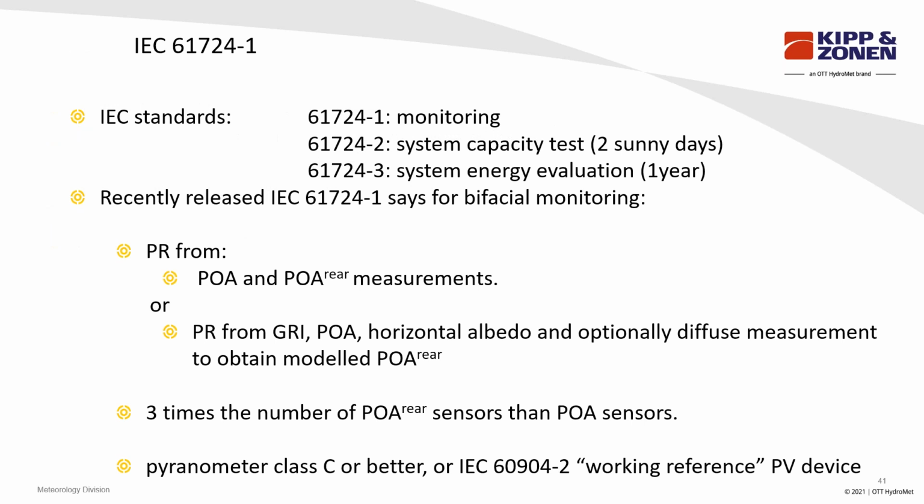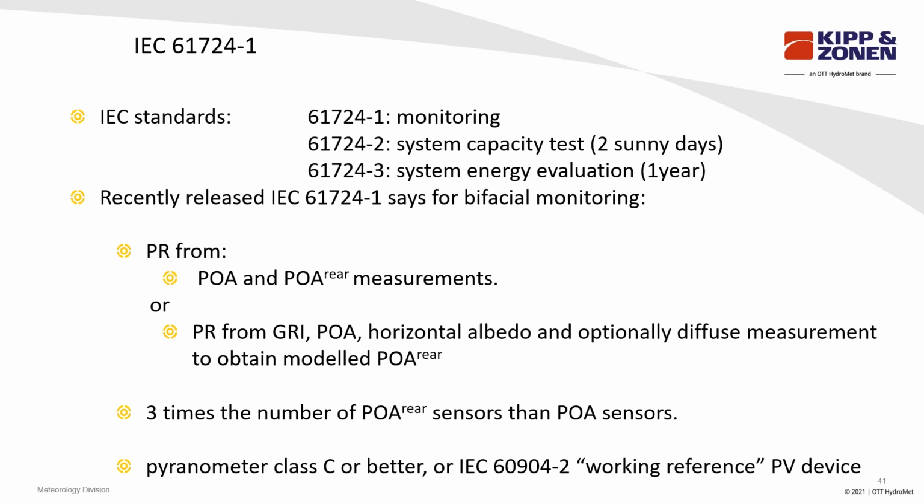So as many of you are certainly aware, there has been a new version of the IEC 61724-1. It's about monitoring, and the other two parts of this standard, -2 and -3, are about other things than monitoring. The -2 is about the system capacity test, and -3 is about system energy evaluation. And in -1 is where the performance ratio formula is.